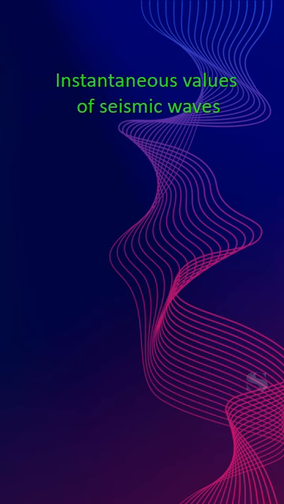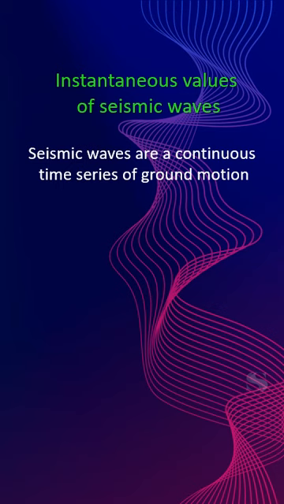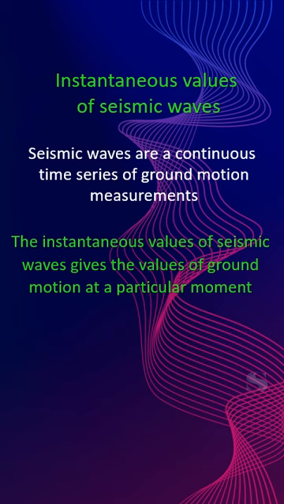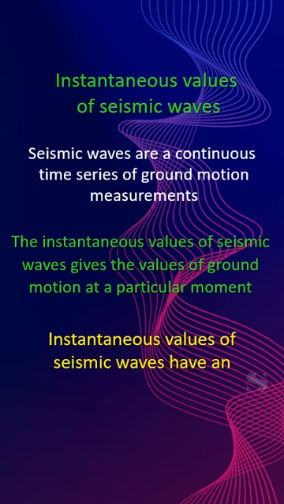Instantaneous values of seismic waves. Seismic waves are typically recorded as a continuous time series of ground motion measurements, which can include displacement, velocity, or acceleration. The instantaneous values of seismic waves refer to the specific values of ground motion at a particular moment during the recording of the seismic signal. Instantaneous values of seismic waves have a meaning of their own, and it is understandable.